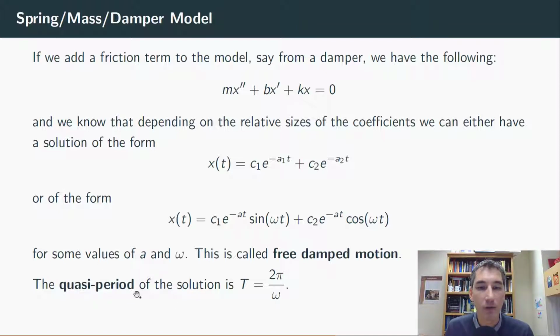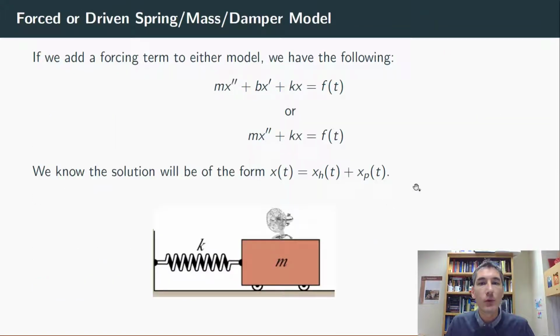And you still have this sort of quasi-period in the sense that the oscillations do have a period to them based on the sine and cosine, and so that T is 2 pi over omega. So we call that a quasi-period because it's not exactly a periodic function. Okay? And then the third thing we can do, and we'll explore this more in class, of course, is put a right-hand side. So put some sort of forcing term. We call that either forced or driven motion.